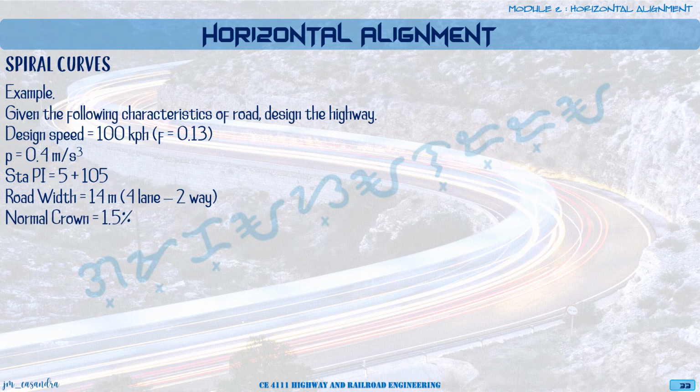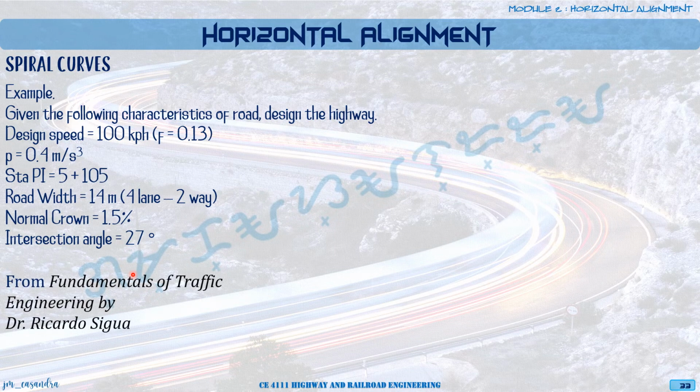And we have a normal crown at 1.5%. We need this value when we are going to design the superelevation of the curve. Then we have the intersection angle of the circular curve at 27 degrees. This problem comes from the book of Dr. Ricardo Sigua, which is the Fundamentals of Traffic Engineering.